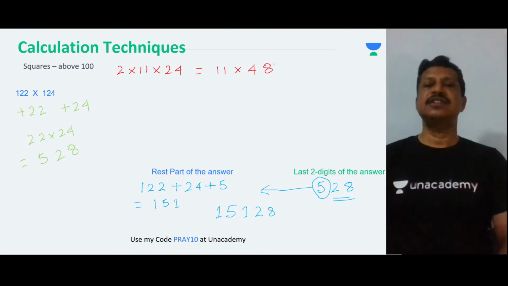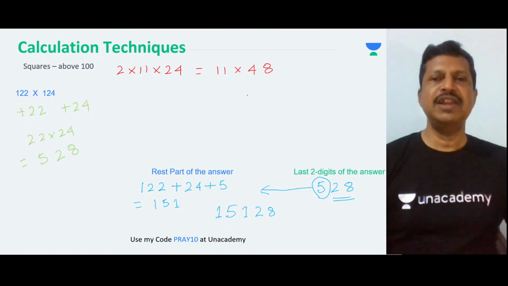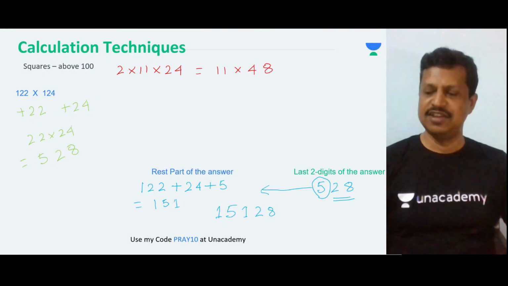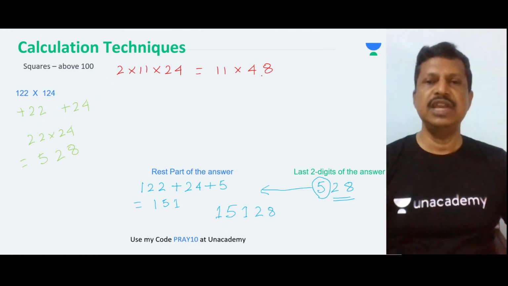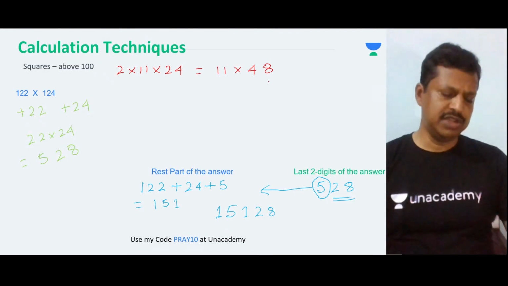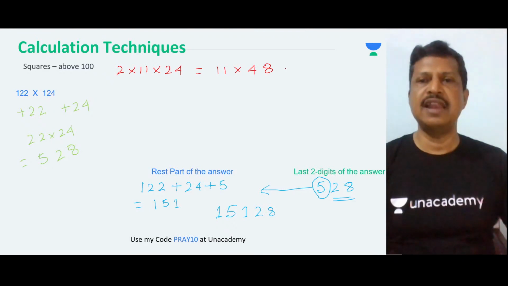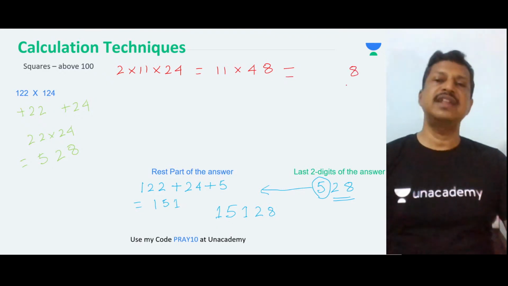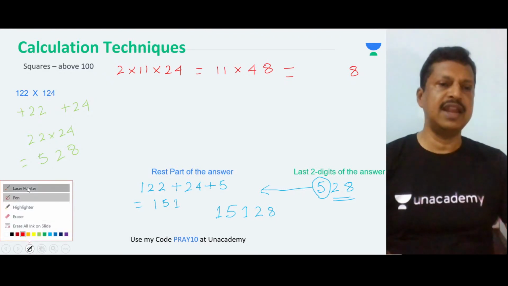Now look, there is an interesting technique. So 11 into 48. This is a technique when you multiply any number by 11. So what do I do? First, I write down the unit digit of the number. The unit digit of the number 48 is 8. So the unit digit of my answer will be 8. Then what is the next digit? You add up these two digits, 4 and 8.